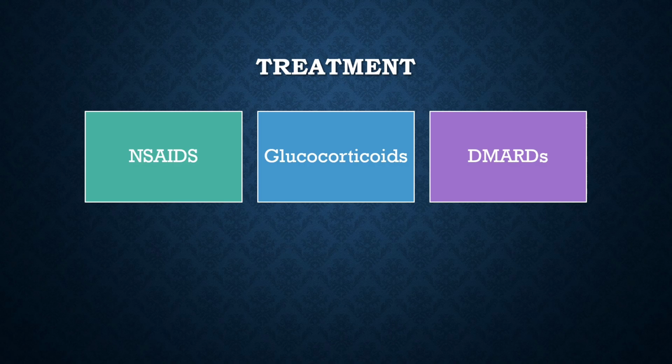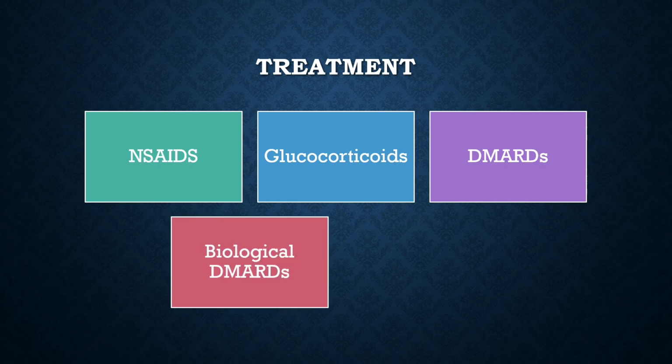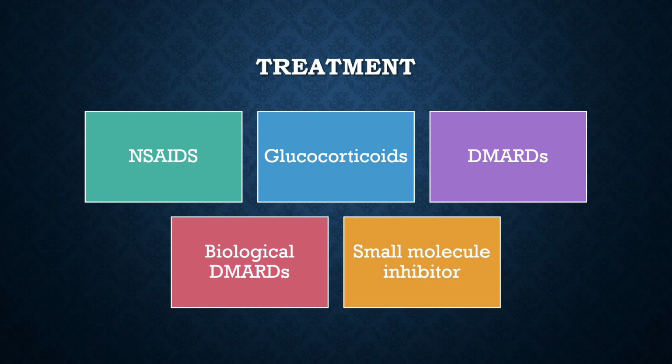These are the specific drugs used to prevent the progression of the disease. DMARD, disease modifying anti-rheumatoid drugs. As the name suggests, these drugs are used to prevent the progression of the disease. The fourth one is the biological DMARD, biological drugs. And the fifth one is the small molecule inhibitor. These are the 5 groups which are used to treat a case of rheumatoid arthritis. We will discuss all 5 groups in detail in the subsequent slides.